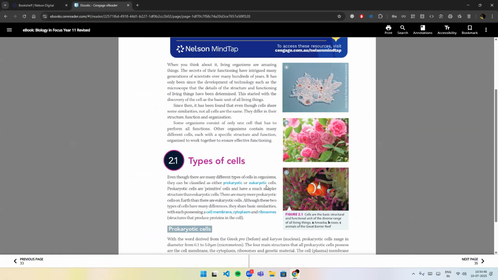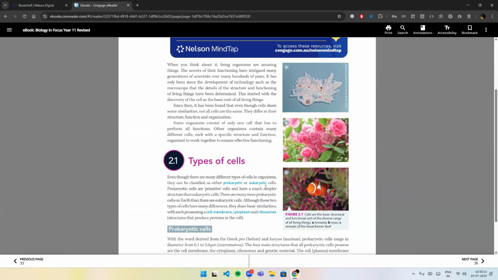It has only been since the development of technology, such as the microscope, that the details of the structure and functioning of living things have been determined. This started with the discovery of the cell as the basic unit of all living things. Since then, it has been found that even though cells share some similarities, not all cells are the same. They differ in their structure, function, and organization.